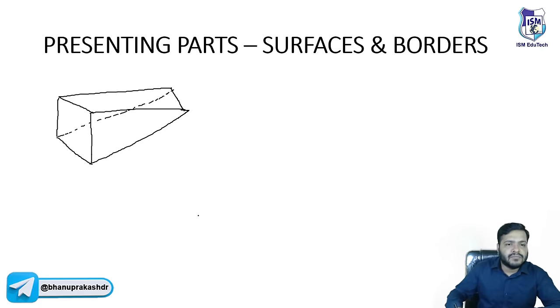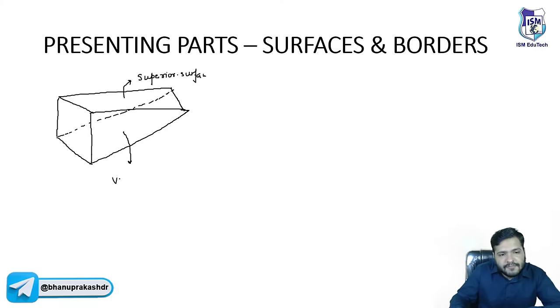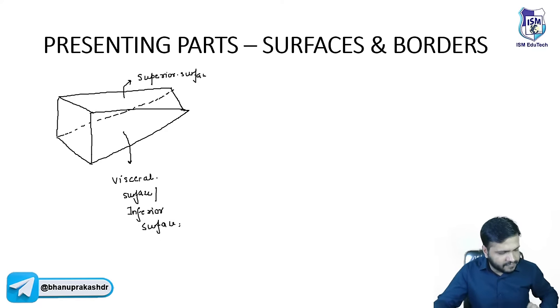So, beta, you already know that we will have a surface on the top. That is called the superior surface of the liver. And the surface below will be called the visceral surface of the liver. Why visceral? Because it is connected to different organs, or I can simply say the inferior surface of the liver.